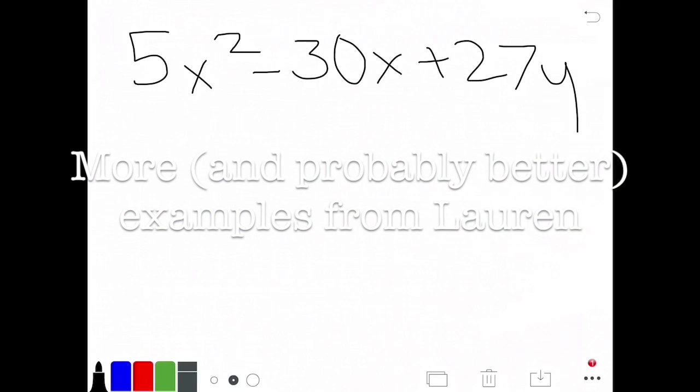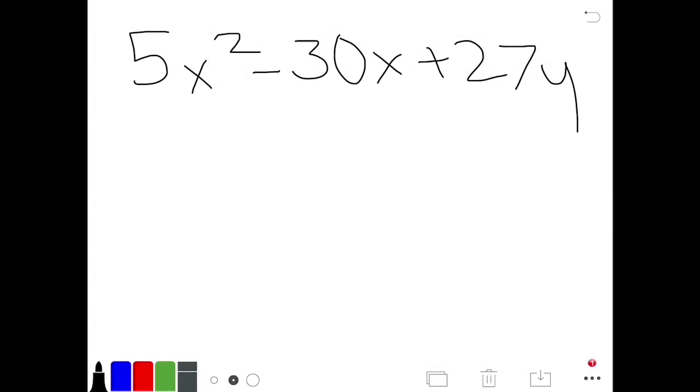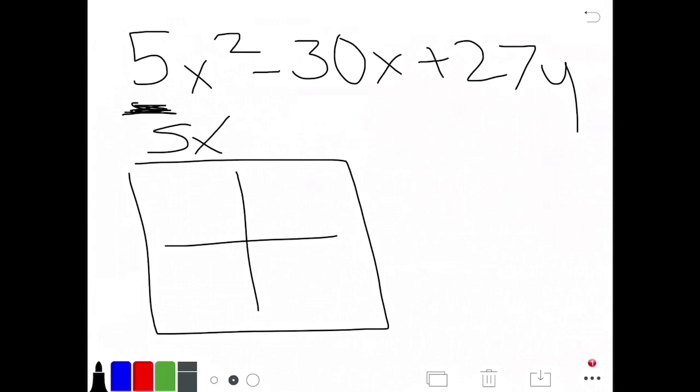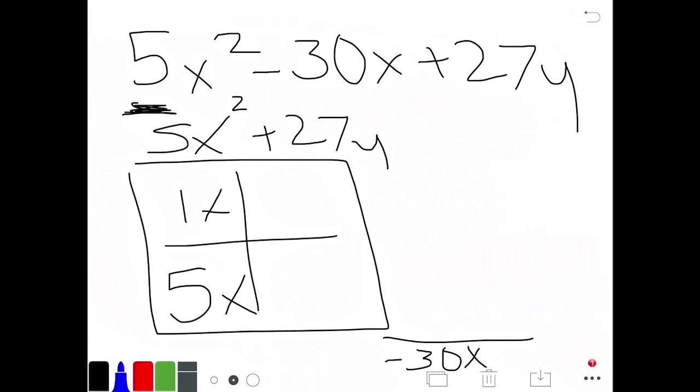Let's say we have this equation. What makes it a complex trinomial is that the first number here is a 5, not a 1. So now when you do your box method, you have to figure out numbers that multiply to 5, which would be 1 times 5x. Now we have to figure out numbers that multiply to 27 but also add or subtract to 30. There are two options, which would be 1 times 27 and 3 times 9.